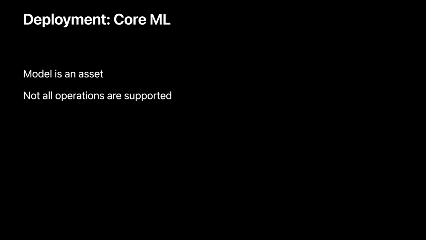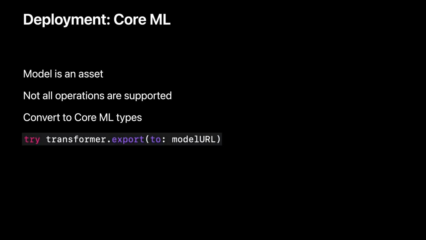Specifically, custom transformers and estimators are not supported. And CoreML only supports a few types like images and shaped arrays. If you're using custom types, you may need to convert those in your app when using the CoreML model. This is how you can export your transformer as a CoreML model. If your transformer contains unsupported operations, this will throw an error.